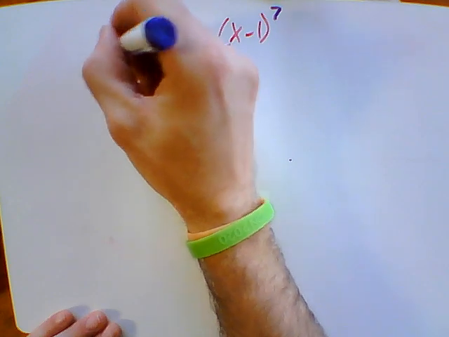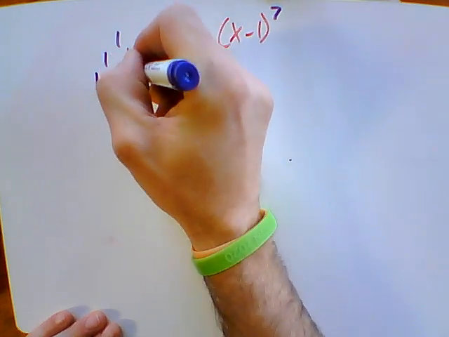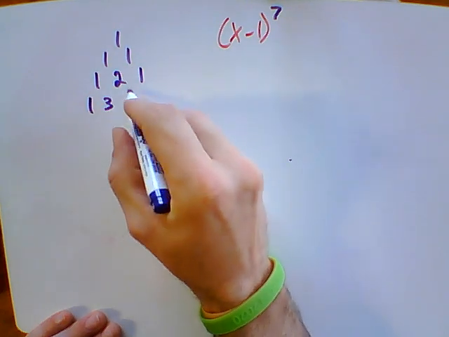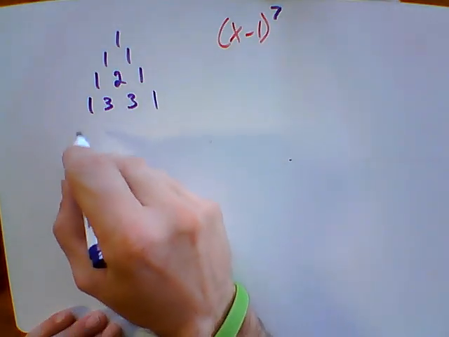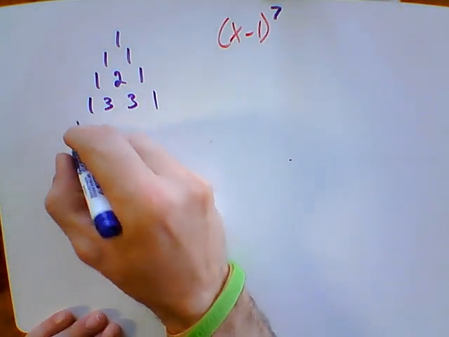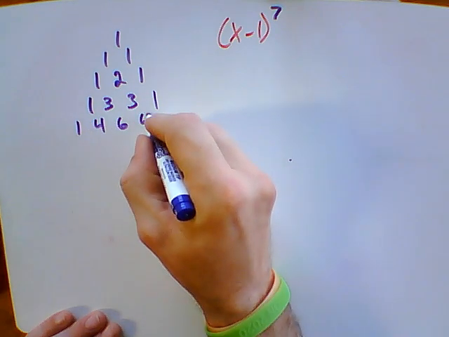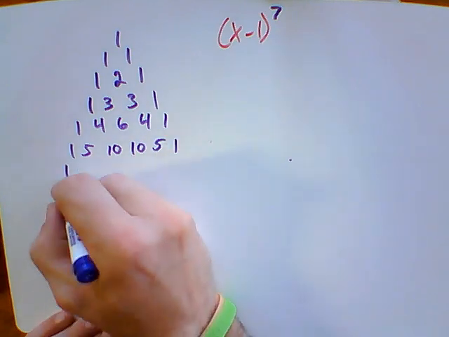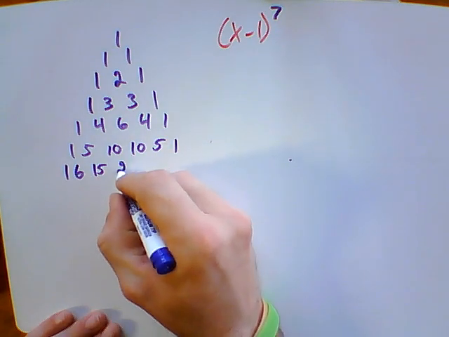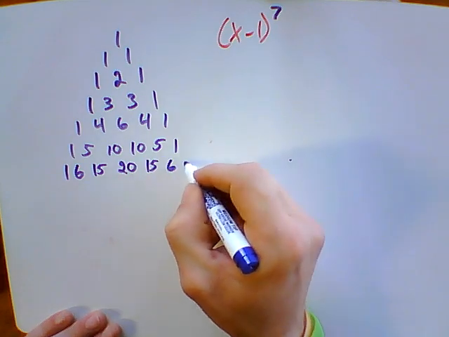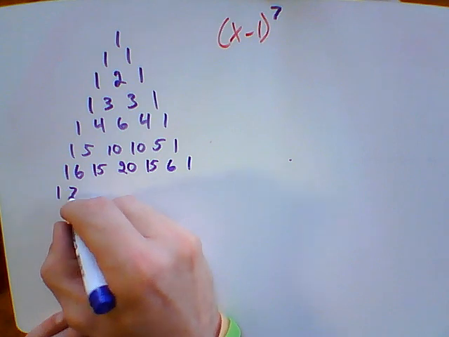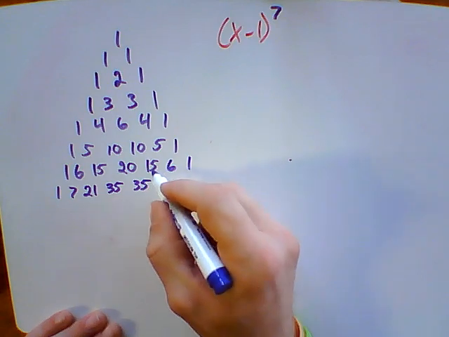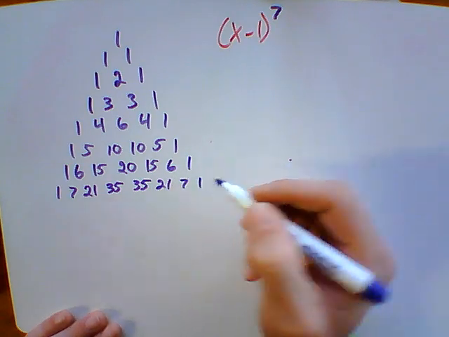I'm going to have 1, 1, 1, 1. 1 plus 1 is 2. 1, 1. See here? I just add 1 plus 2 is 3. 2 plus 1 is 3. And a 1 on the end. I just keep bringing ones on the ends. Basically, it's 1 plus 0. But 1, 4, 6, 4, 1, 1, 5, 10, 10, 5, 1, 1, 6, 15, 20, 15, 6, 1. And we're 7th power, right? 1, 7, 21, 35, 35, 21, 7, 1.